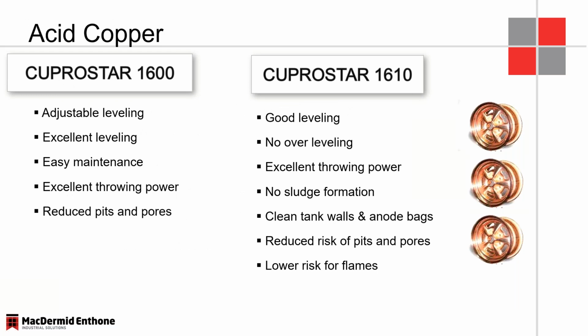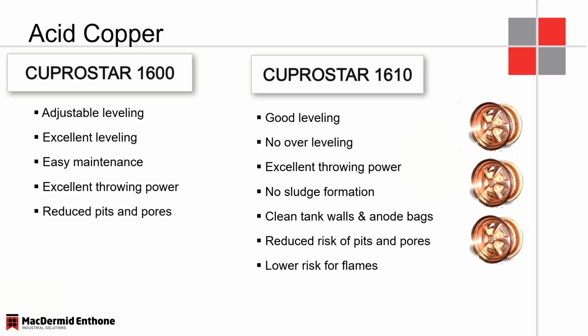And then we get to the acid copper, which is really the focus of my talk today, specifically highlighting these two processes, the 1600 and the 1610. The CUPROSTAR 1600 is our dye process. It has adjustable leveling, and it's excellent. So we can maintain this process very easily and get very acceptable leveling across the entire current density range. The throwing power is excellent, and I reduce the amount of pits and pores that are in the process.